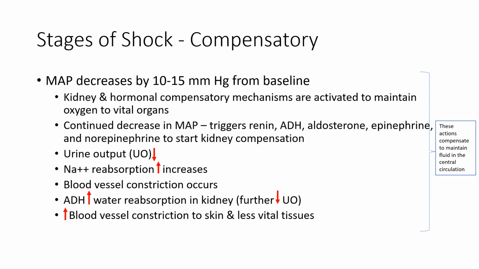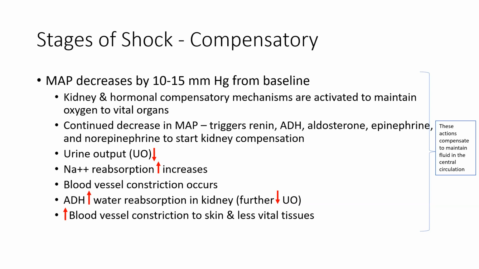So what does that do? It reabsorbs sodium, so our sodium increases. Our urine output decreases as the end result of sodium and water, right? Water follows sodium. Antidiuretic hormone increases water absorption in the kidney, which further decreases urine output. And then our blood vessels actually constrict.